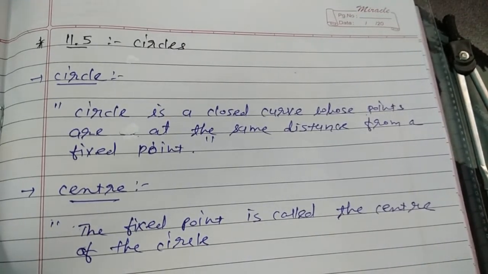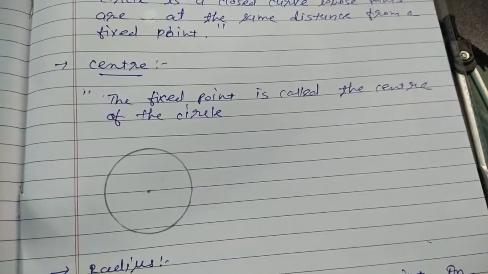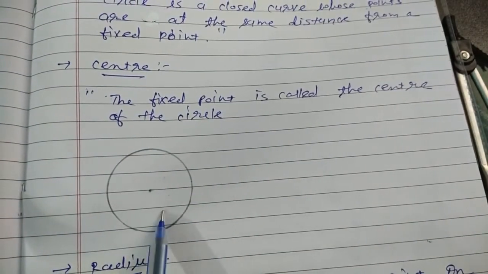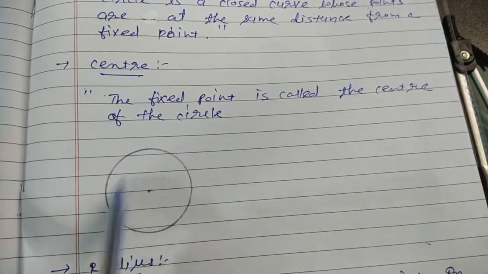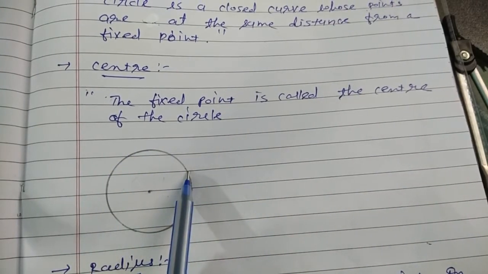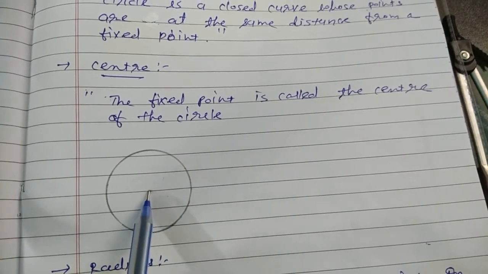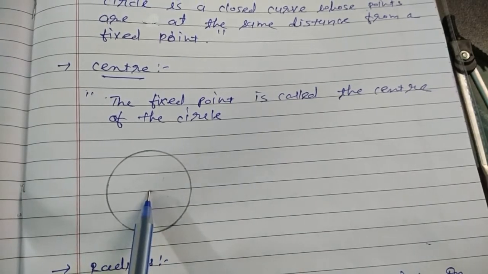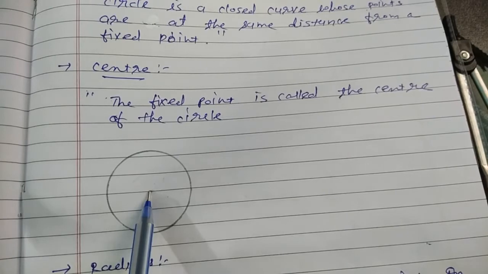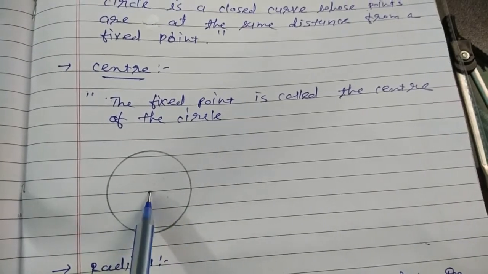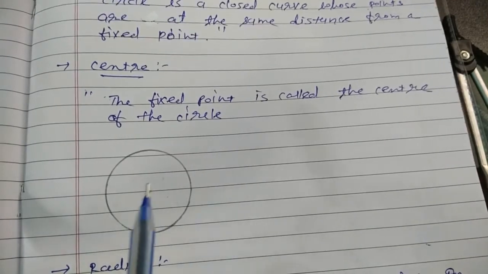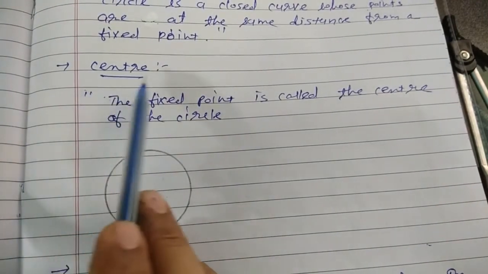A circle is a closed curve whose points are at the same distance from a fixed point. For an example, here it is a circle. These are the points on a circle. From these points to a fixed point, the distance is the same. They are at the same distance. And this fixed point is called the center.